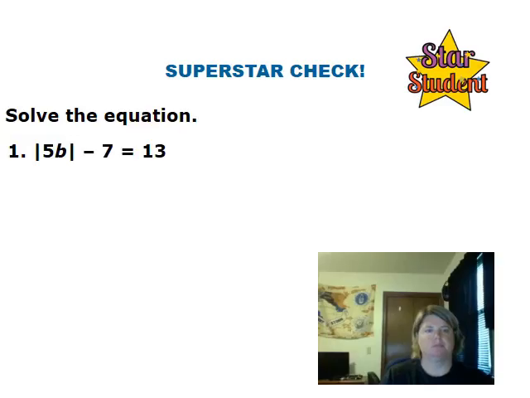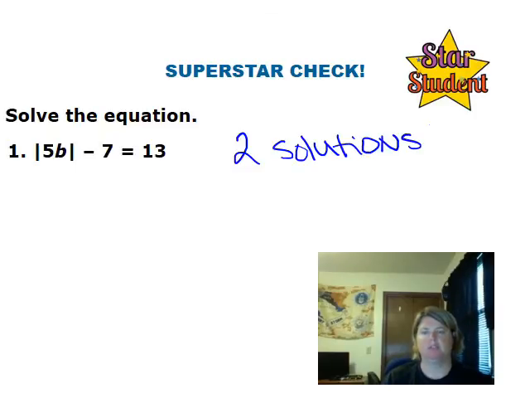Thanks. All right, here we go for our first superstar check. So write down, solve the equation, and our first superstar check is the absolute value of 5b, and then close the absolute value, minus 7 equals 13. Remember that anytime you have absolute value, you have two solutions. So make sure by the time you're done, you have two answers. Most often, they will be two different answers. Right? So make sure you check your answers or choose the correct choice.